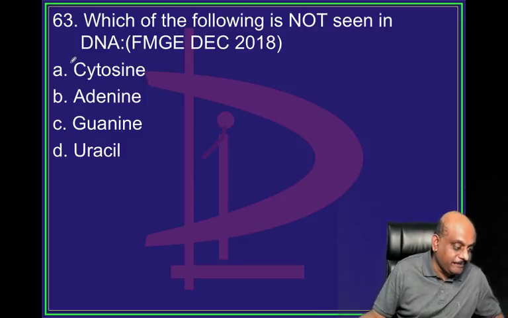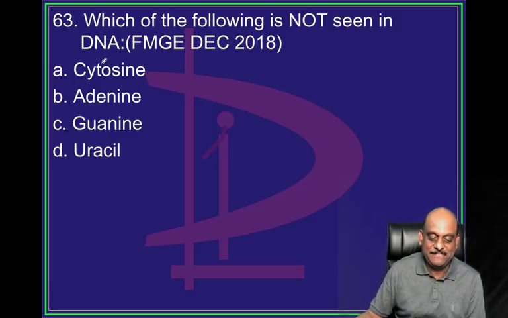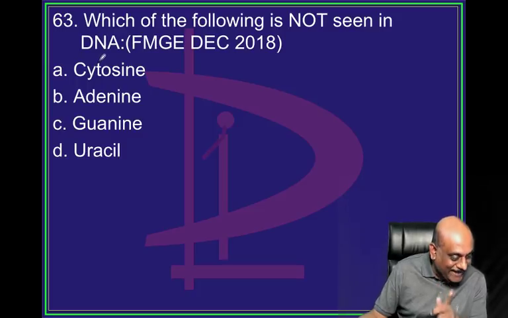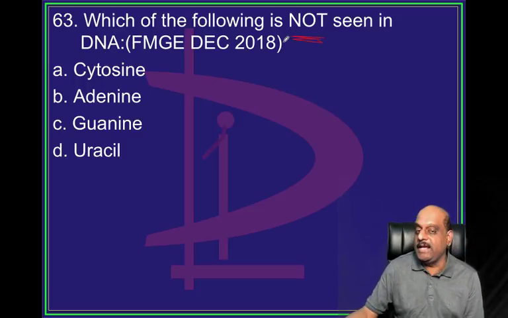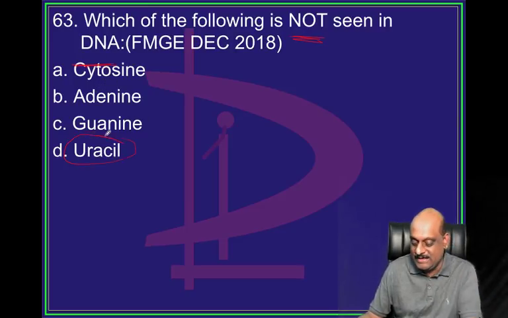Now, doctor, Sudhanshu said, I said D. Very good, Sudhanshu. Only our dear little Sudhanshu answered correctly. Right? Which is not seen in DNA? This is a biscuit question. Uracil.